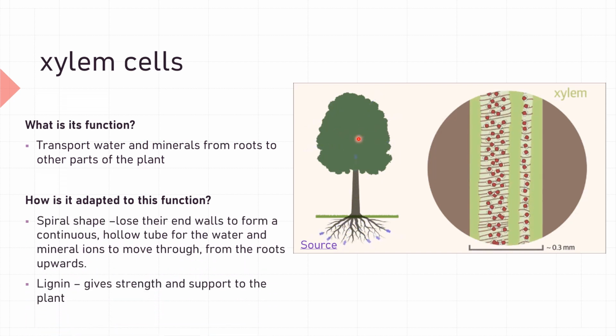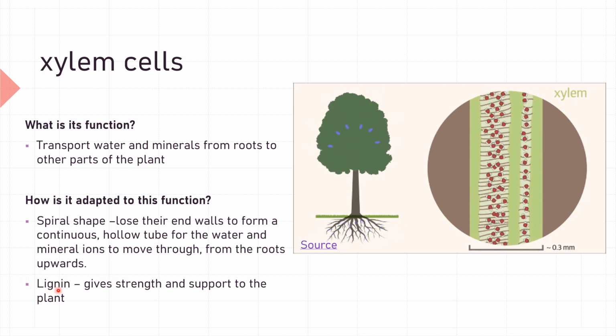Then, if you know that this is the function of the xylem cells, how are they adapted? They need to have something we call a spiral shape. Why a spiral shape? Because they lose their end walls to form a continuous hollow tube for the water and mineral ions to move through from the roots upwards, because it's much easier when you go from top to bottom than from bottom to top. So because of this, they need to have this spiral shape.